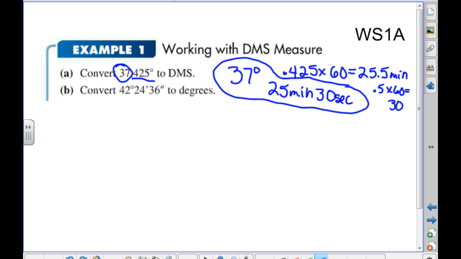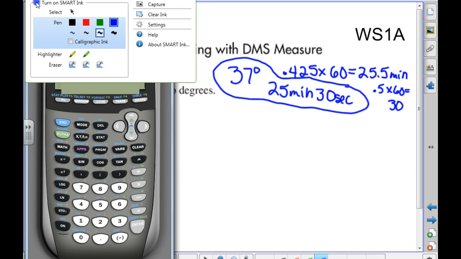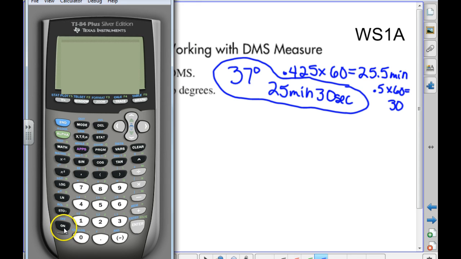Now, there's a cheat on your calculator. No, it doesn't matter what mode you're in. The only time it matters why is this not coming on?